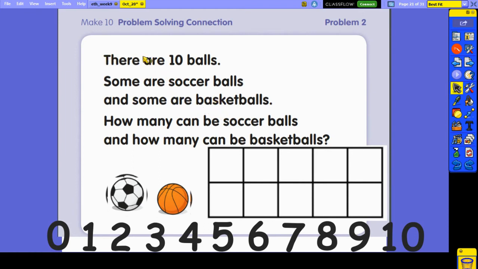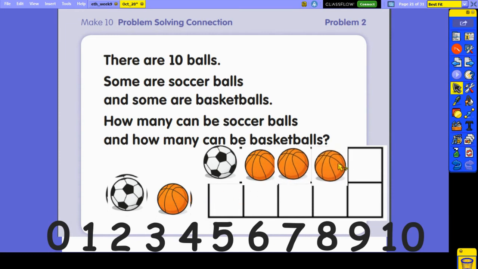There are 10 balls. Some are soccer balls and some are basketballs. How many can be soccer balls and how many can be basketballs? Okay, so if we have 10 balls and some are soccer balls, if you have one soccer ball, how many basketballs could you have? That's right, you would have one soccer ball and 9 basketballs. So these are all the different ways that we've been talking about to make 10.